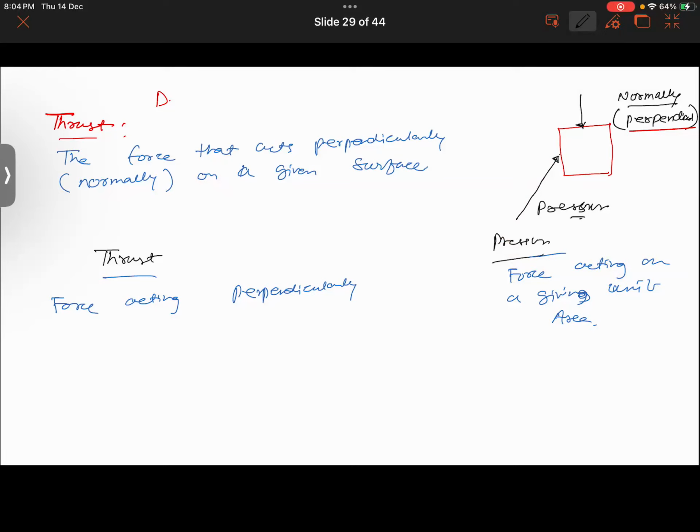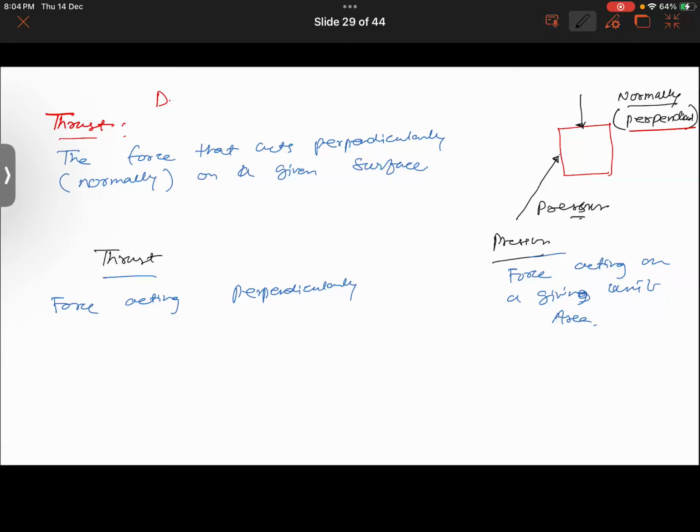Hope you guys are getting this thing. So hope that is clear. ये काफी confusing concept लगता है बहुत बार लोगों को. So what could be some examples of thrust then? Thrust के क्या examples हो सकते हैं?